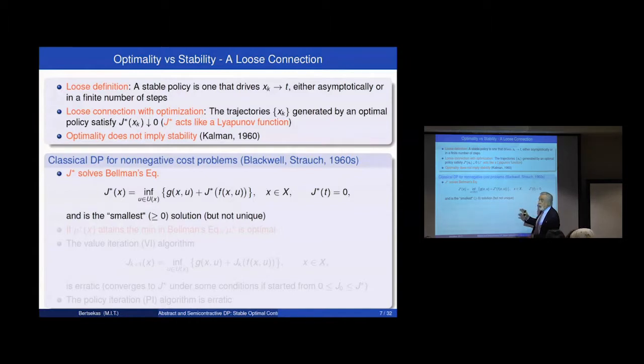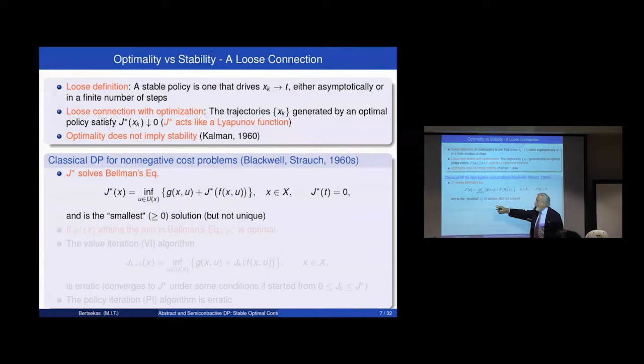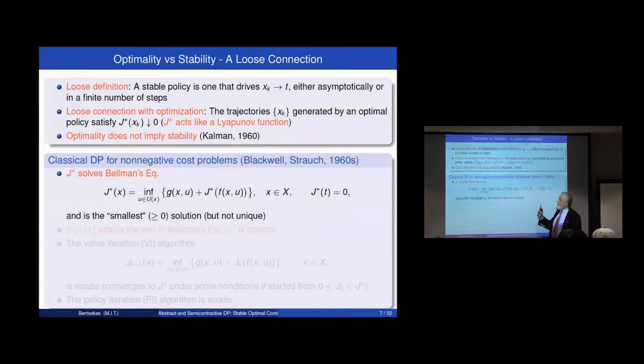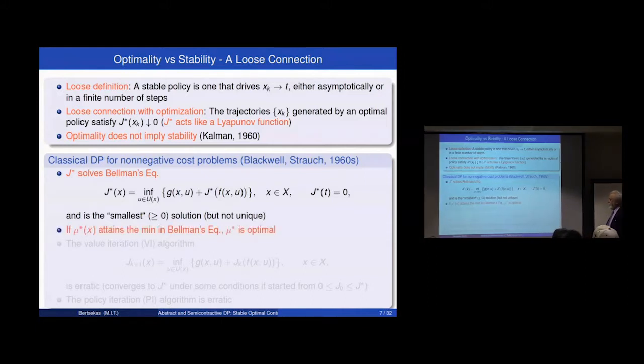And so we're looking for, this is a functional equation, satisfied by functions J of x, and this equation has as a solution J star, but it may have other solutions as well. However, J star is the smallest non-negative solution out of all solutions. That's part of the classical theory. Also, if you can solve this Bellman equation and minimize over here for every x, and piece together all the minima to a feedback control function, this mu star that attains the minimum for every x is optimal. And that's also part of the theory.